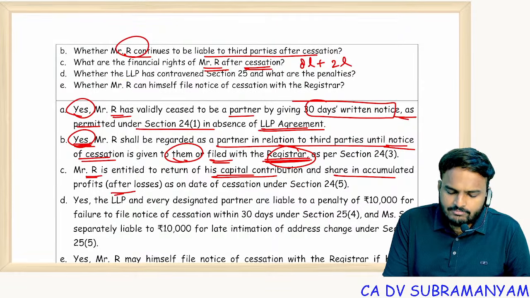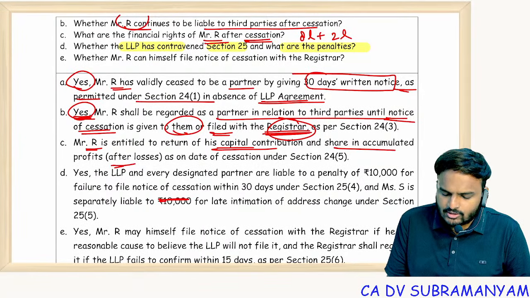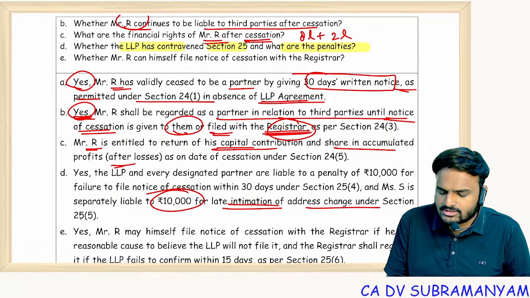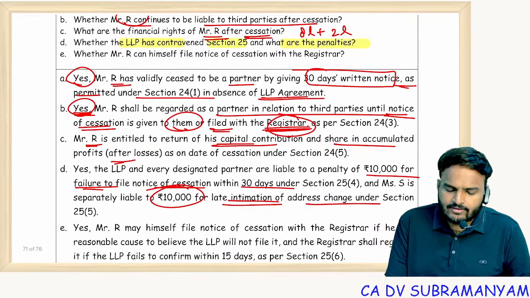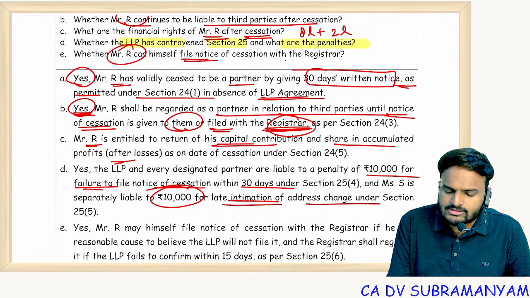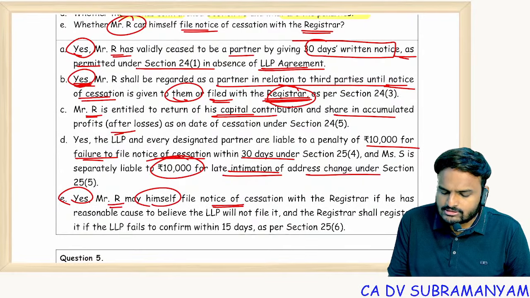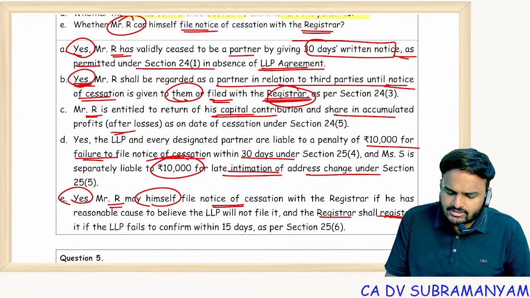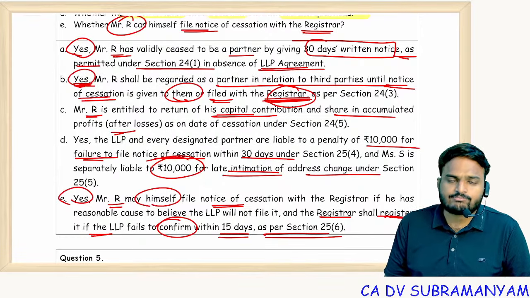Whether LLP has contravened section 25 and what are the penalties. If LLP has contravened section 25, penalties would be 10,000 rupees. You can see 10,000 rupees for late intimation of address change and 10,000 rupees for failure to file notice of cessation within 30 days. Whether Mr. R can himself file notice of cessation with the ROC? Yes, Mr. R may himself file notice of cessation, but the registrar shall register it if the LLP fails to confirm within 15 days as per section 25 subsection 6.